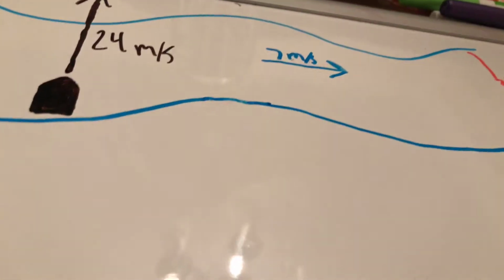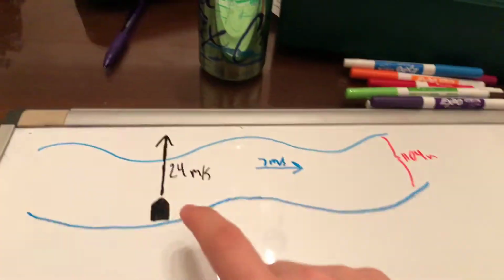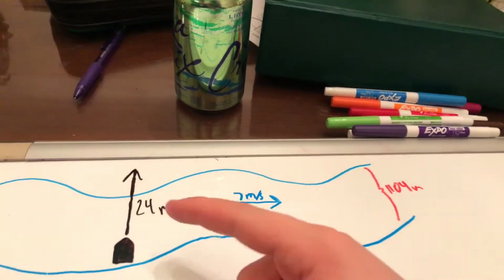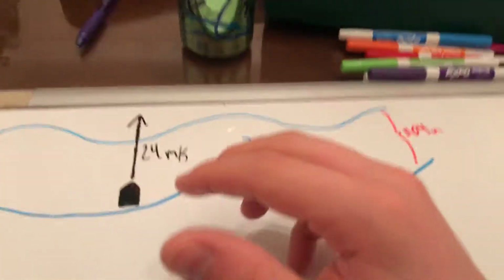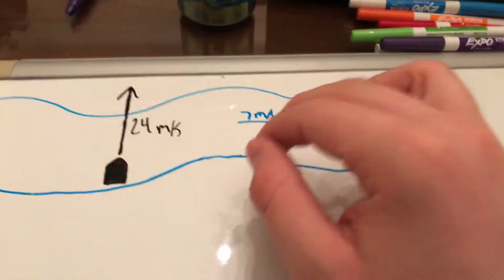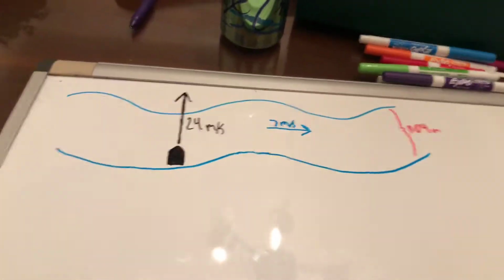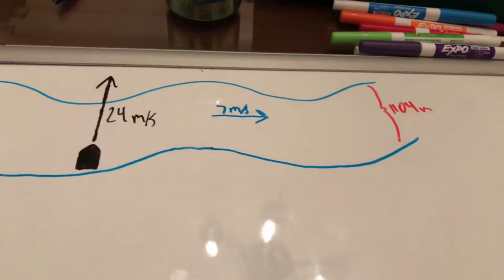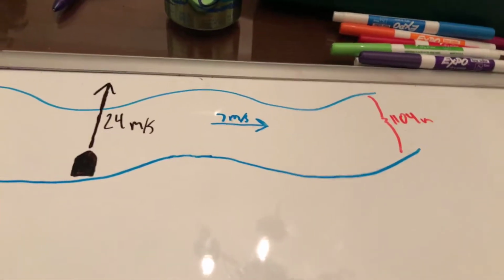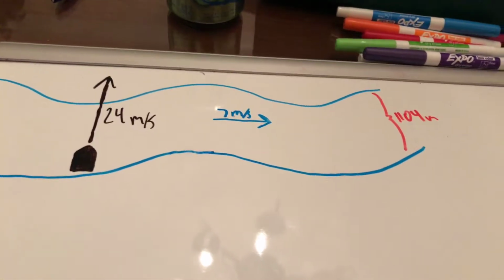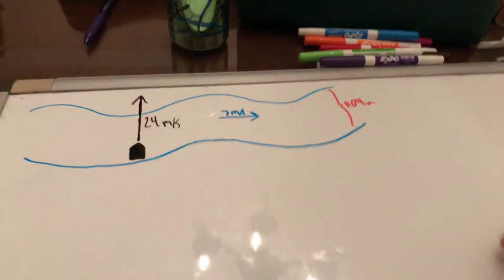So the boat has a top speed of 24 meters per second, and the current of the river is 7 meters per second. And the first question is, at what speed and angle relative to straight across does the boat look like it's traveling to an observer on the shore? Please include an appropriate vector diagram.